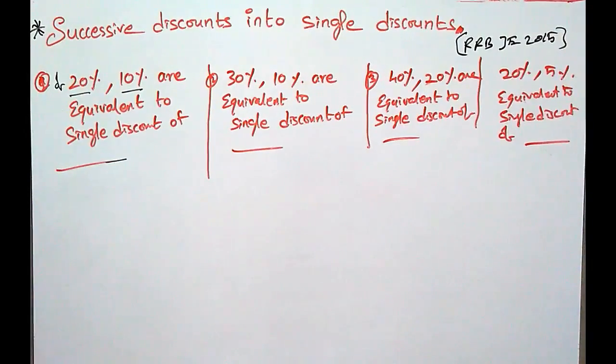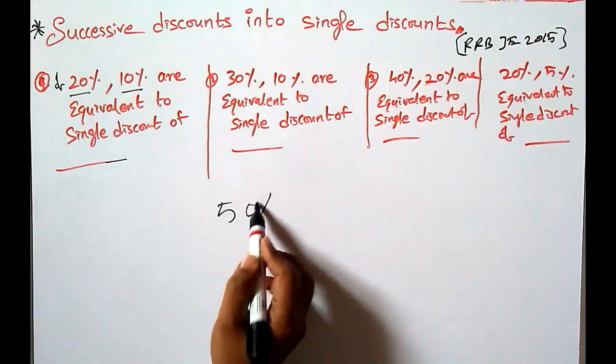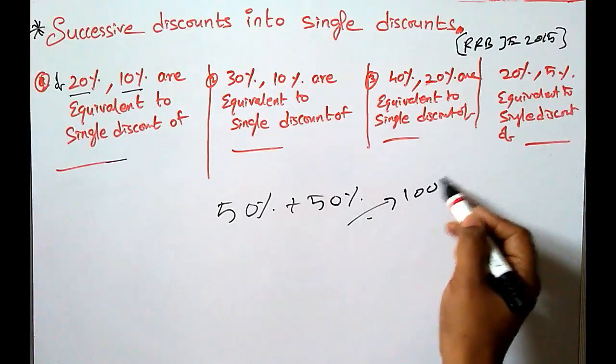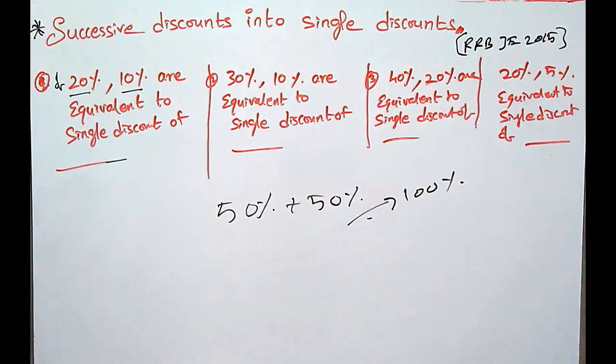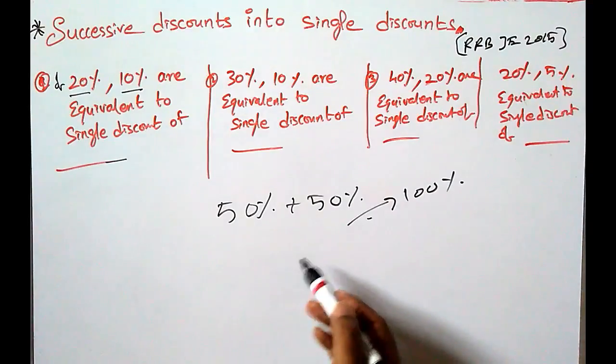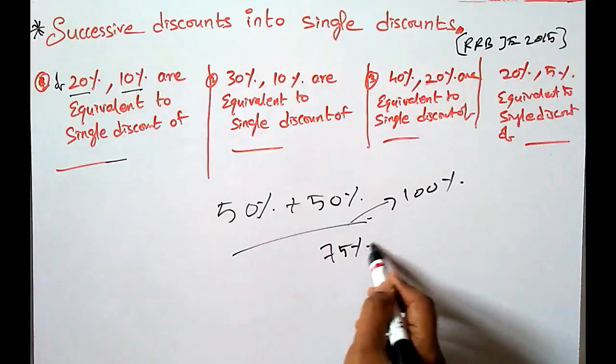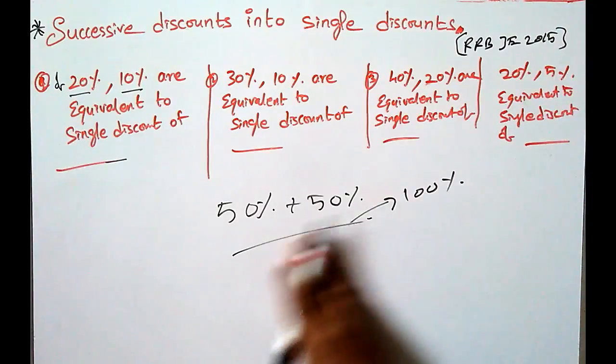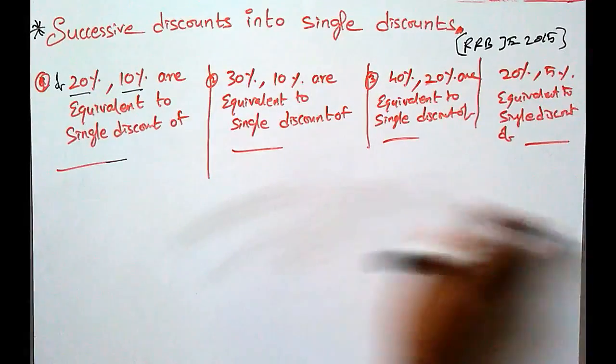Successive discounts into single discount. This is one such important topic, and this is also useful in your daily life, friends. When you go shopping, you find in Peter England something like 50% plus 50% discount. We think it is 100% discount, and we will get into the shop and buy some or other goods. See, friends, actually this amounts to only 75% discount. How? I will tell you. While solving the problem, we will see what is the hidden trick in this. Okay, friends.